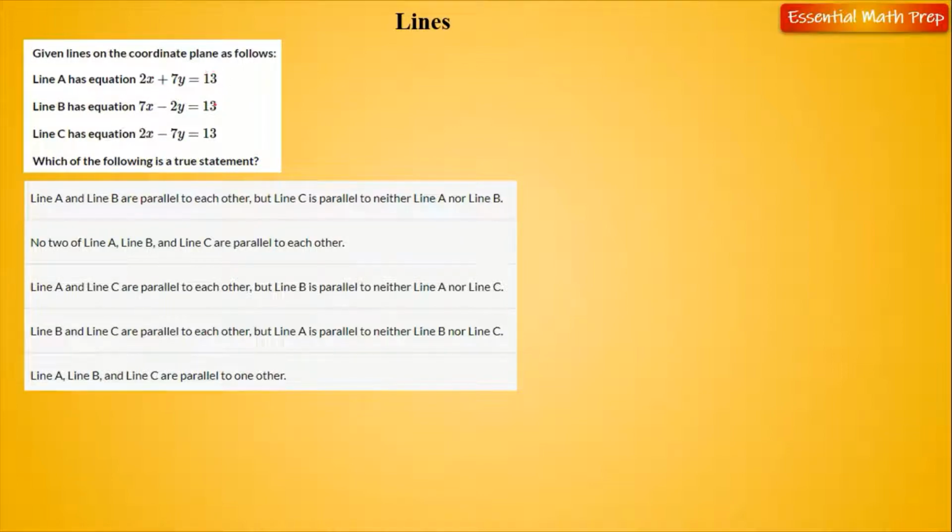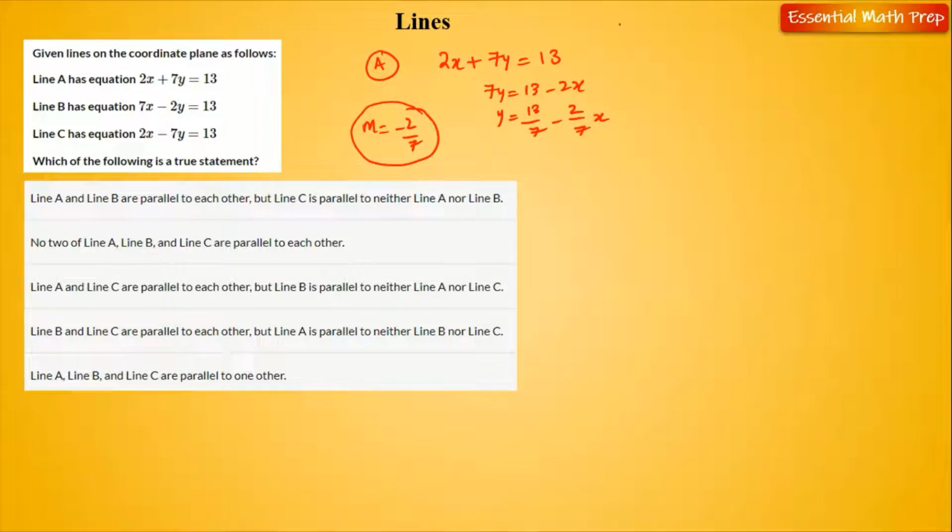convert all of these equations into its appropriate slope-intercept form. So for line A, we have 2x plus 7y equals 13. So 7y equals 13 minus 2x. So y equals 13 over 7 minus 2/7 x, right? So the slope of line A is m equals negative 2/7. Let's keep that aside. Let's continue with line B.